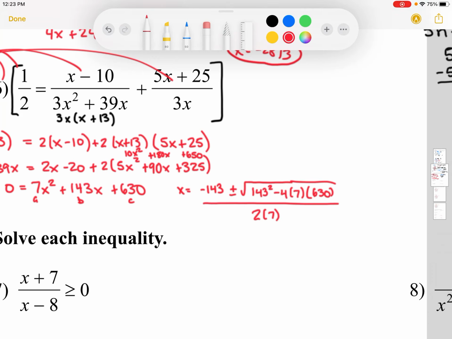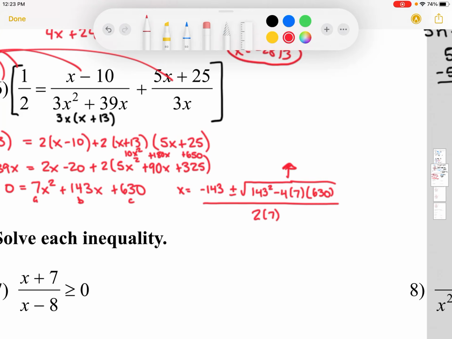Do I have a calculator app on my phone? Let me check this on a calculator. So hold on just a moment. In a calculator, what's under the square root is going to give us, let's find out. Oh, I can't spell calculator.